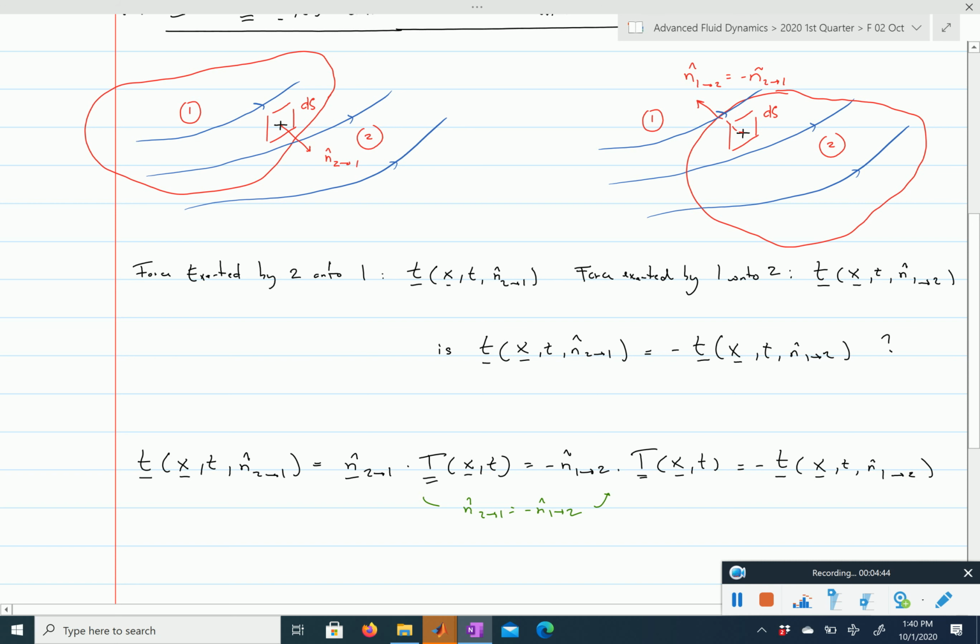Right, so this formalism here, we have this equal to minus that, and therefore the formalism of Cauchy's stress tensor is in agreement with Newton's third law.